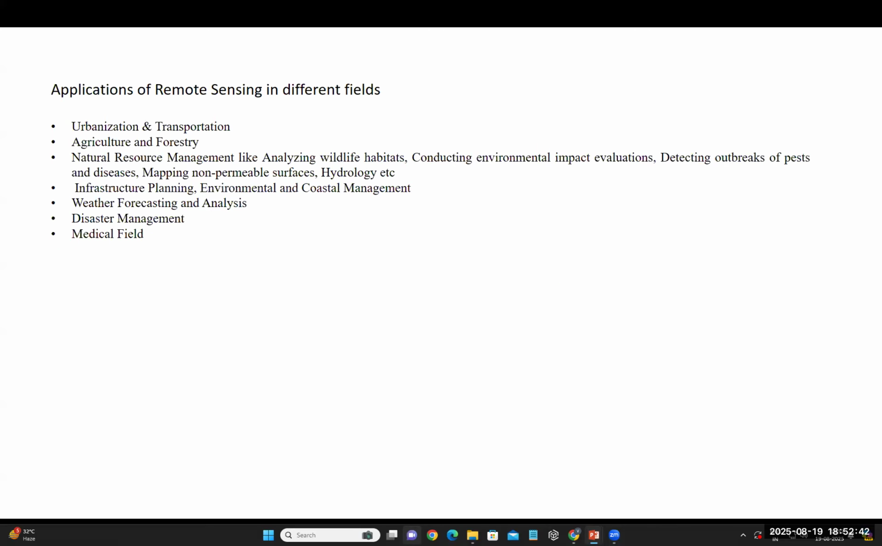Now, I am just telling about the applications of remote sensing in different fields. I have already discussed so many examples. It can be useful in urbanization and transportation, agriculture and forestry, natural resource management like wildlife habitats, disease mapping, non-permeable surfaces, hydrology, infrastructure planning, weather forecasting and analysis, disaster management, and medical.